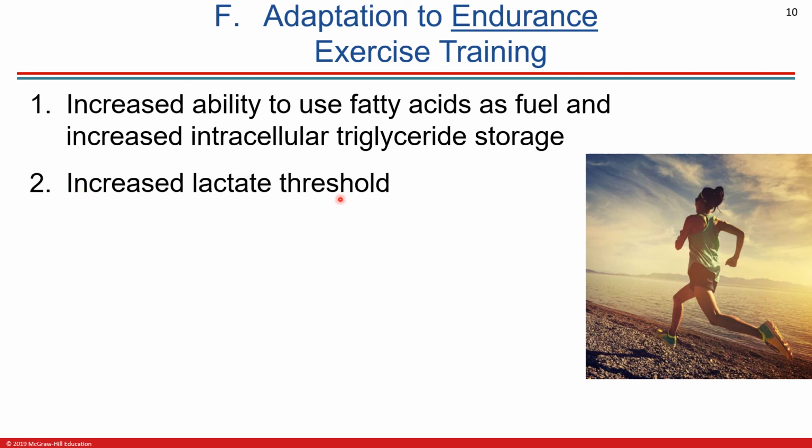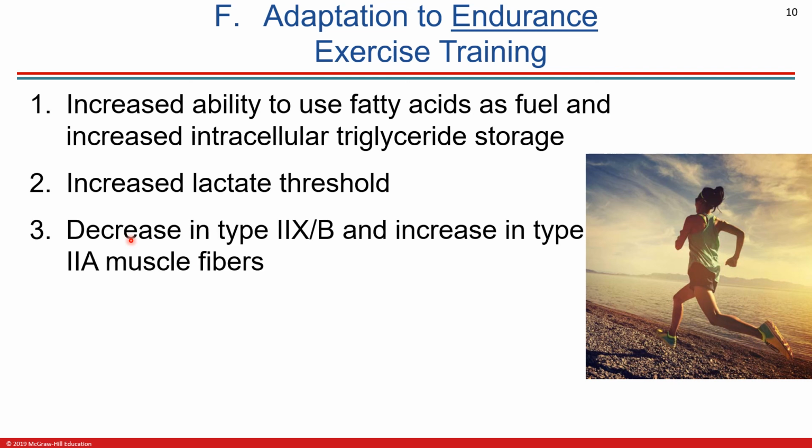We're going to increase our lactate threshold. So remember that shift in the lactate threshold curve, where it was shifting over to the right, where you're not building up lactate as quickly as you would if you're not trained, because you've got more mitochondria. You can decrease the type 2B/X and increase type 2A muscle fibers.